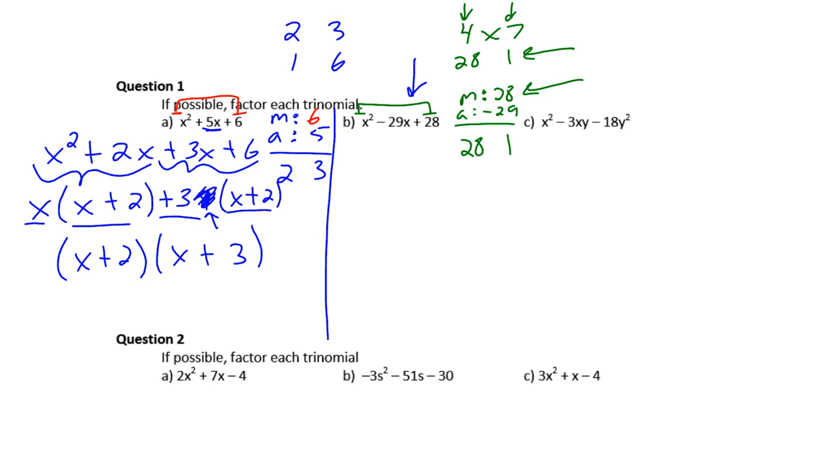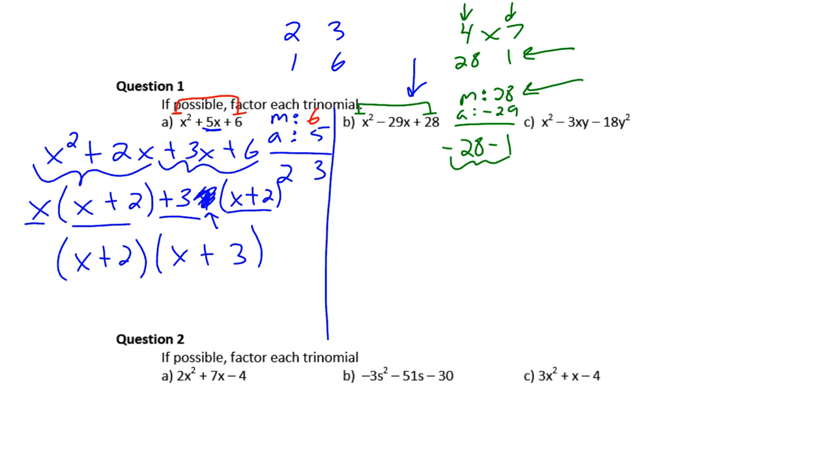So if they're both positive, they're going to add up to 29. But what if they're both negative? Now they're going to add up to negative 29. So that's the case. They just both need to be negative now. Negative 28 times negative 1 is 28. So everything's working out here. So now we're going to do it again.